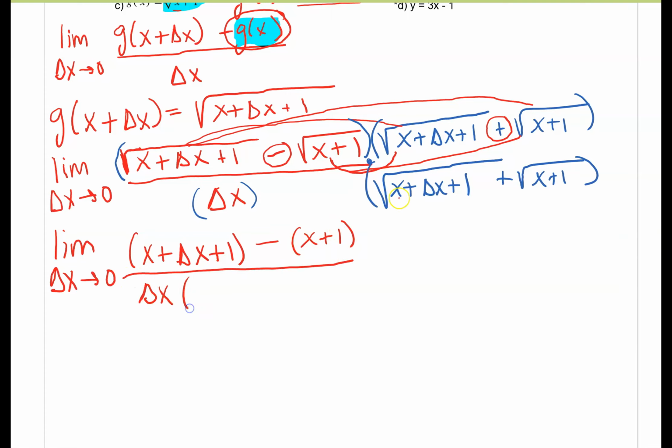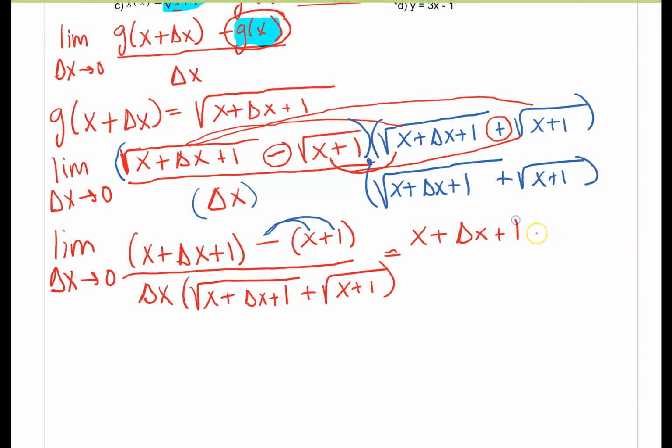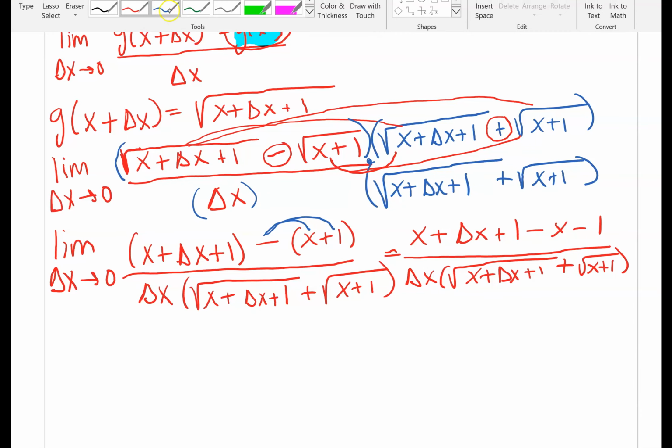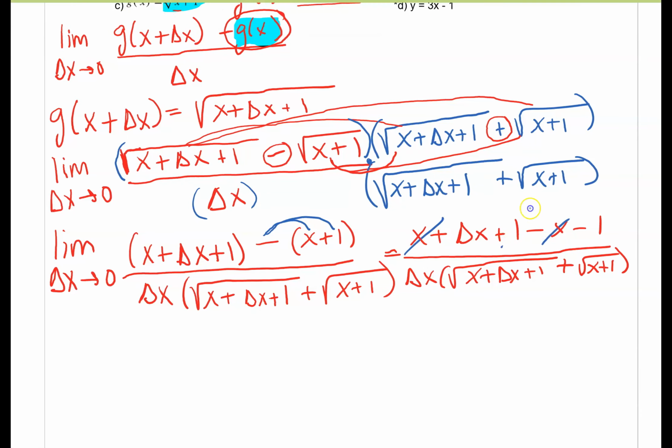And that was all over delta x times all of that. So keep it just in factored form in the denominator. You'll see why in a second. So then in the numerator, after I distribute the negative right here, I end up with x plus delta x plus 1 minus x minus 1 all over all of this. And so in the numerator, the x's will cancel, the 1's will cancel, and I'm just left with delta x.